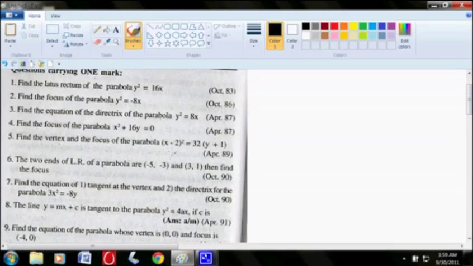Find the vertex and focus of the parabola (x minus 2) whole squared is 32 into (y plus 1).